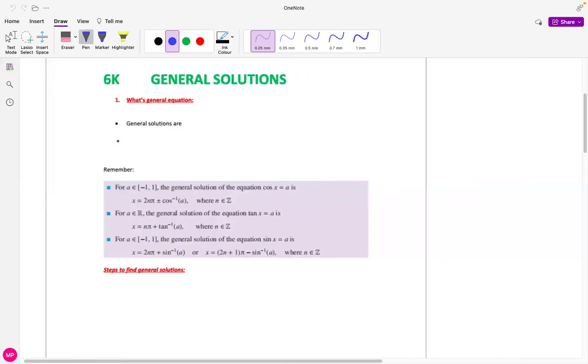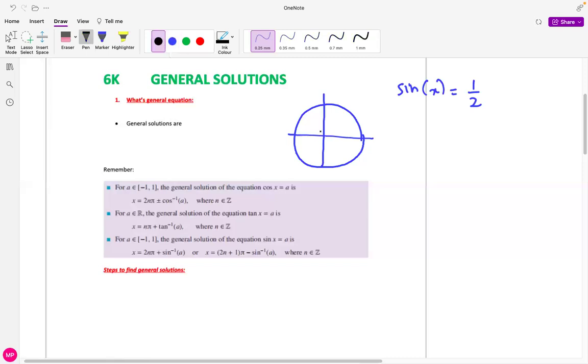So, in this video, we're going to talk about the general solution of sine, cos, and tan equations. Let's have a quick review of what that means. If you think about a unit circle, right? And let's say you have sine of x equal to half, and you want to know what the solution is.